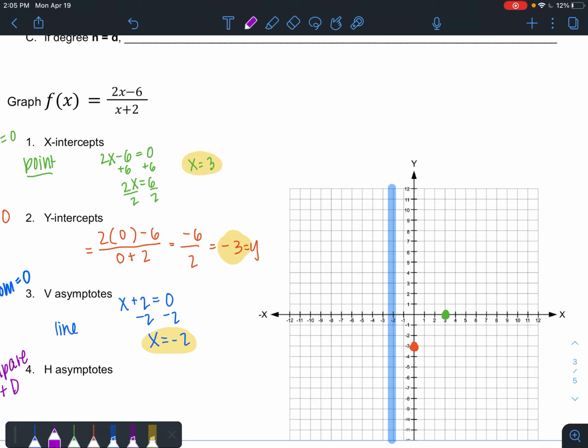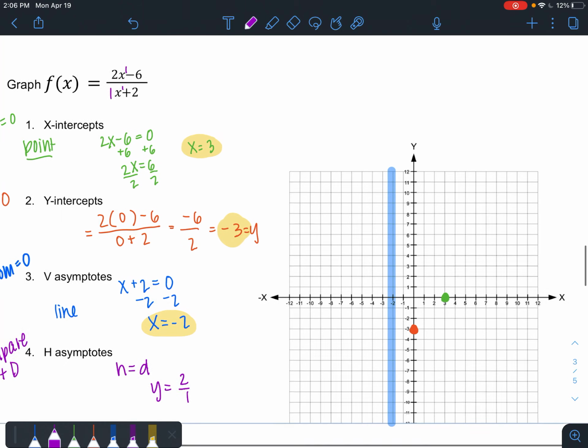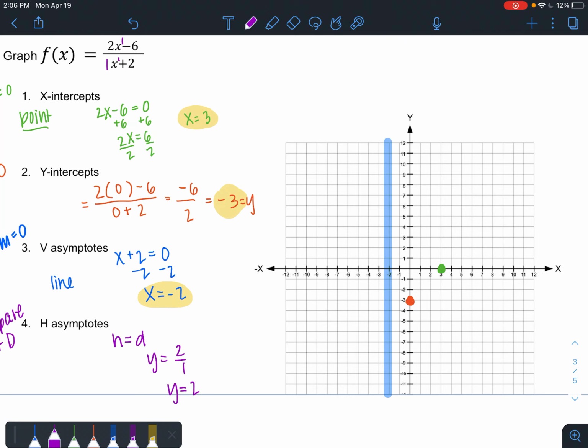And then for horizontal asymptotes, I compare the numerator and the denominator, so I have x to the first over x to the first, so the numerator is equal to the denominator in degree. This has an invisible 1, so y is equal to 2 over 1, or y is equal to 2. So I'll plot the line y equals 2 on my graph.